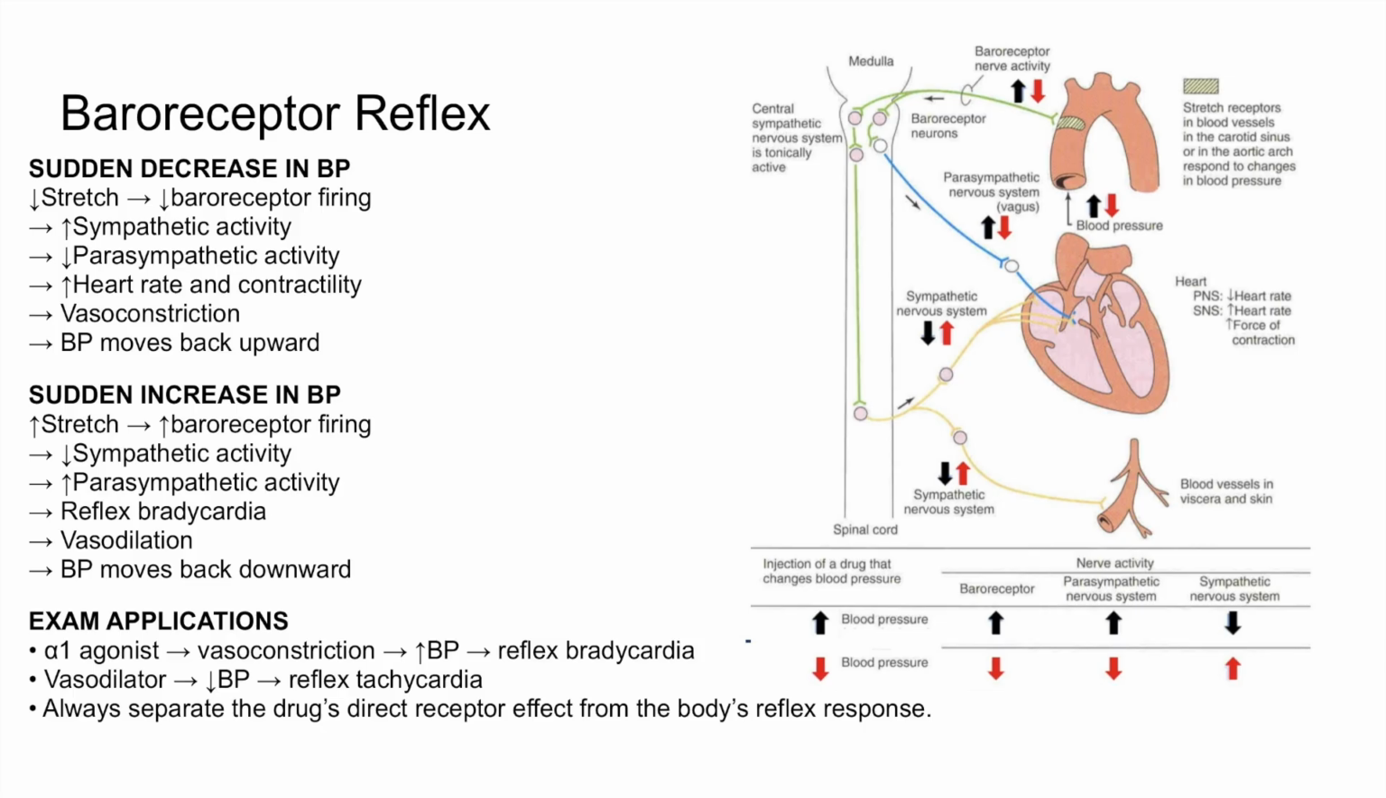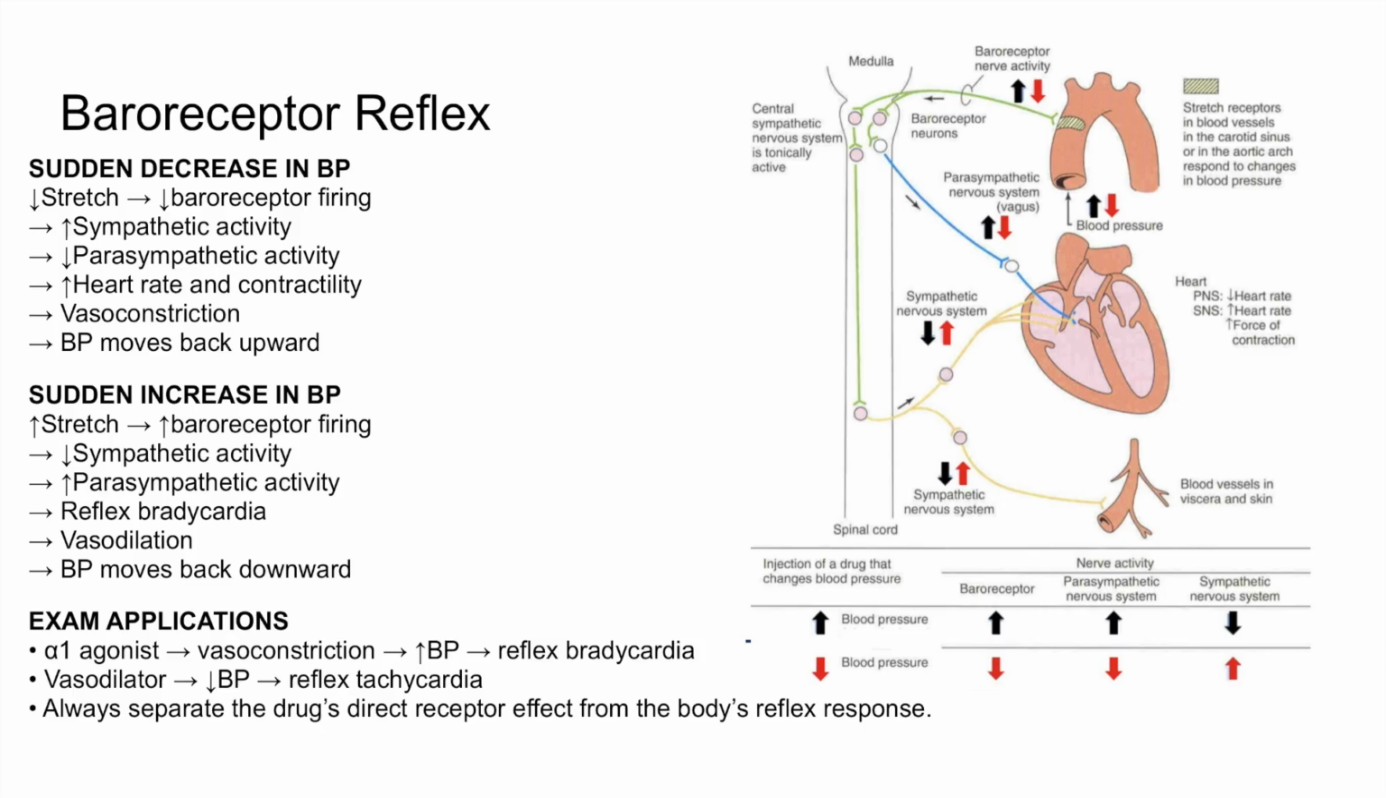pressure back up. So when blood pressure suddenly rises, the opposite occurs. So greater stretch and baroreceptor firing happens. This decreases sympathetic output and increases vagal activity, producing vasodilation and reflex bradycardia. Bradycardia, slow heart rate. So for exam questions, separate a drug's direct action from the reflex response. And this will be more important when we discuss tracing, but we'll get to that later.